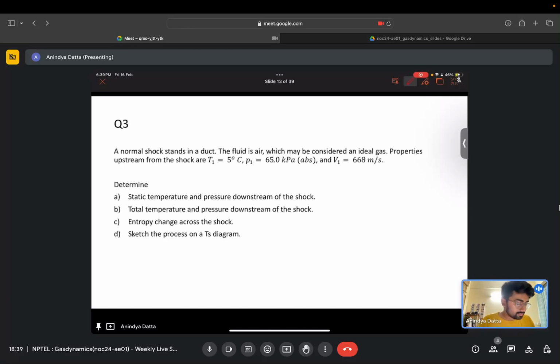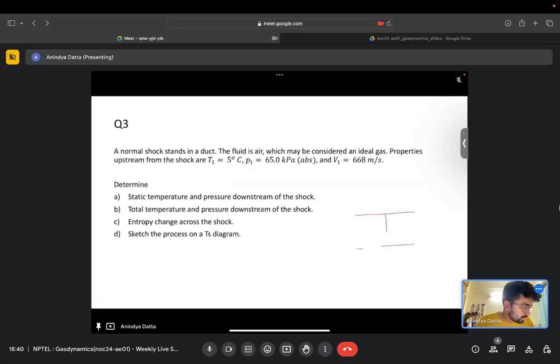We have a normal shock that stands in a duct. The fluid is air, which may be considered as an ideal gas. Remember, all the formulas I have derived are based on the assumption that the fluid is a calorically perfect gas. That's why you can make the simplification and come to the final expressions, so that assumption is important. The properties upstream of the shock are given.